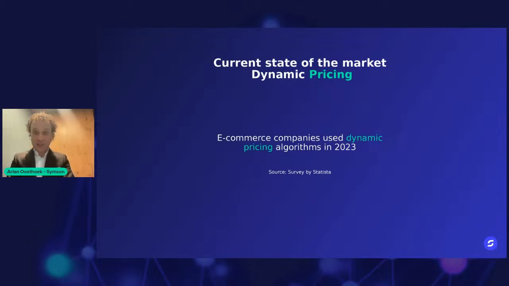On the next slide, you see the percentage. So we have 41% actually of the e-commerce companies that applied dynamic pricing last year. I expect it's the same because we are only a little bit more than 2 months in the new year. So 4 out of 10 companies are using dynamic pricing nowadays.